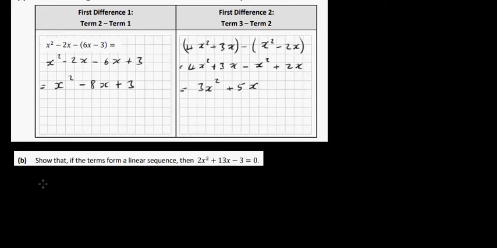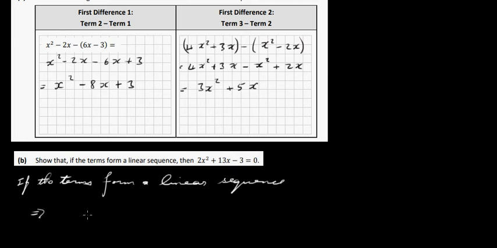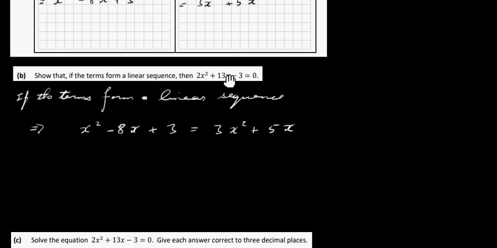So if the terms form a linear sequence, that must mean then that x squared minus 8x plus 3 must be equal to 3x squared plus 5x. And they're saying that if it is linear, then we must end up with this thing here. So let's see, do we?